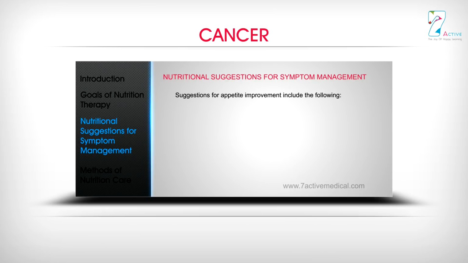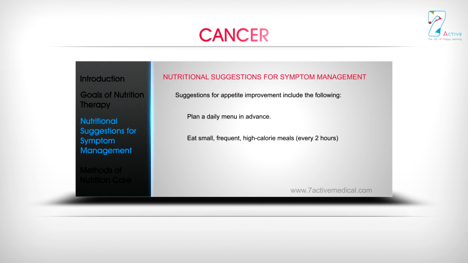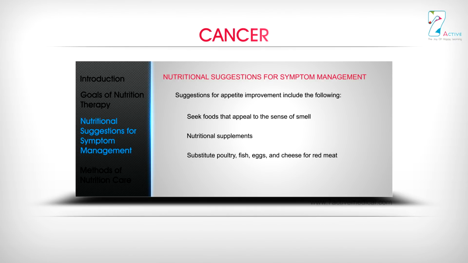Suggestions for appetite improvement include the following. Plan a daily menu in advance. Eat small, frequent, high-calorie meals every 2 hours. Consume 1/3 of daily protein and calorie requirements at breakfast. Seek foods that appeal to the sense of smell. Nutritional supplements. Substitute poultry, fish, eggs, and cheese for red meat. Add extra protein and calories to food.